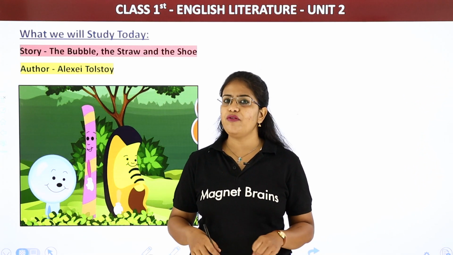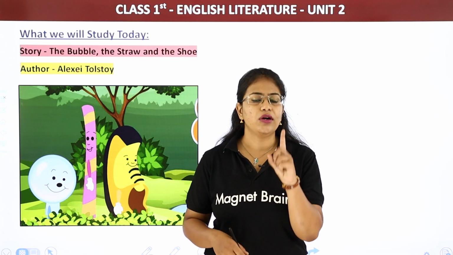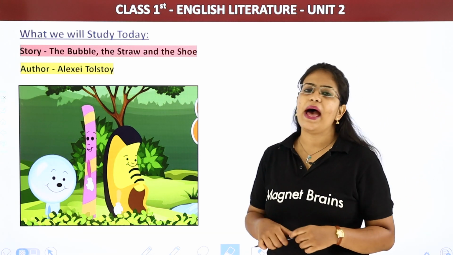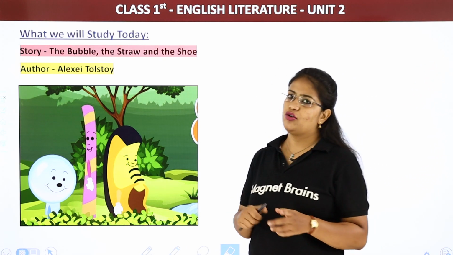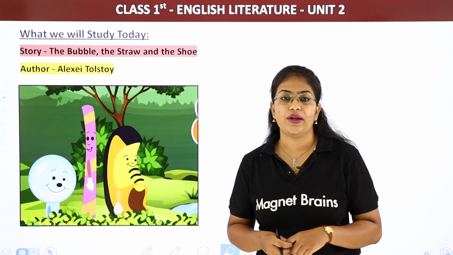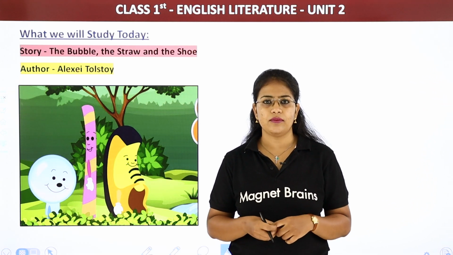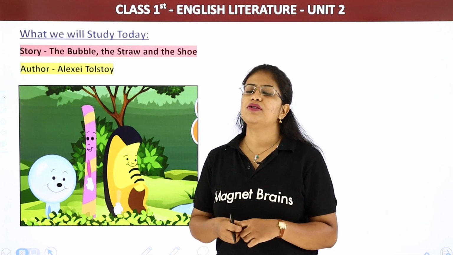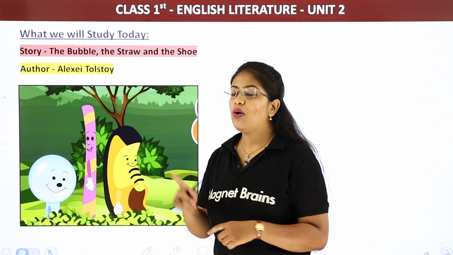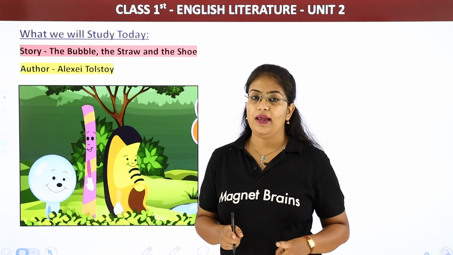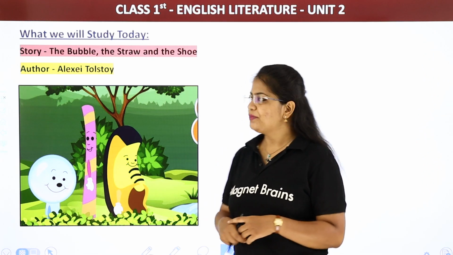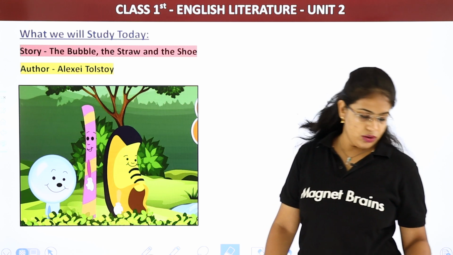So the story is about three friends. Who are they? A straw, a shoe and a bubble. So the name of your story is The Bubble, the Straw and the Shoe. And who is the author? Alexei Tolstoy. So as I said, whenever you read a story or a poem, try to remember the name of the poet or the author. जब आप स्टोरी या पोएम पढ़ते हैं तो उसके ऑथर या पोएट का नाम याद करने की कोशिश करना, ठीक है? So we'll move on to the story.